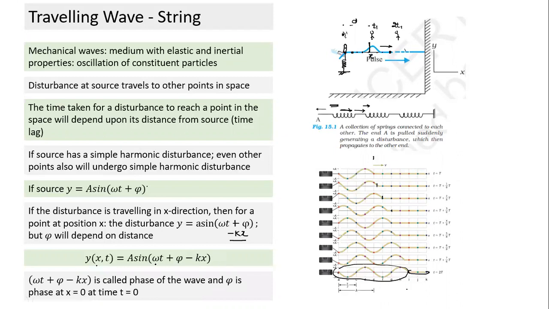This whole expression is called the phase of the wave. And what is the term phi here? Phi is the phase at x equal to 0 at time t equal to 0. It is the phase constant at x equal to 0, similar to the SHM equation. So we notice that compared to a single particle undergoing SHM, here there are multiple particles, a continuous sequence of particles undergoing SHM, but with some time gap between adjacent particles. That's why the kx term has come.